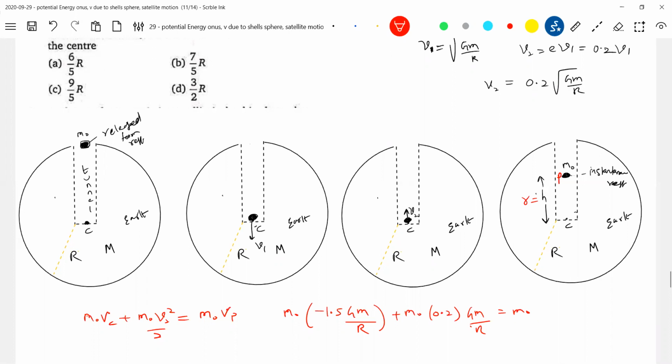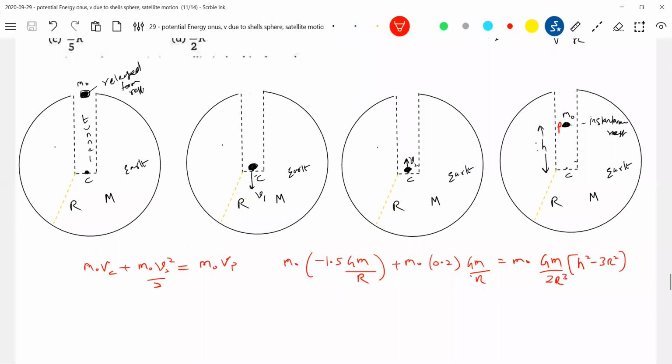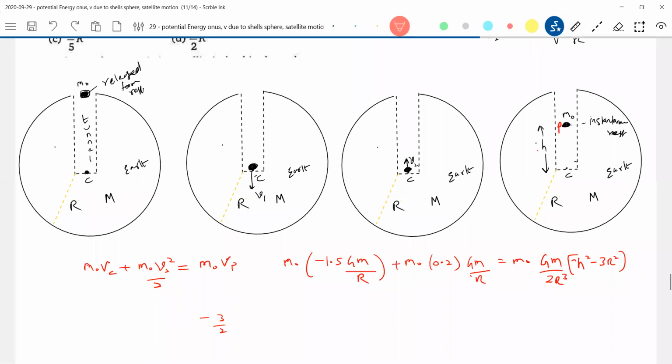What is the potential at point P? Go back to the formula: GM by 2R cube into (h square minus 3R square). From where has this formula come? Potential inside the solid sphere, where small r is h. The only unknown is h, so G m naught by R will get eliminated. This will become minus 3 by 2. Sir, 2h square minus 3r square, no sir? Sir, the 2 is missing. No, r square will be there.